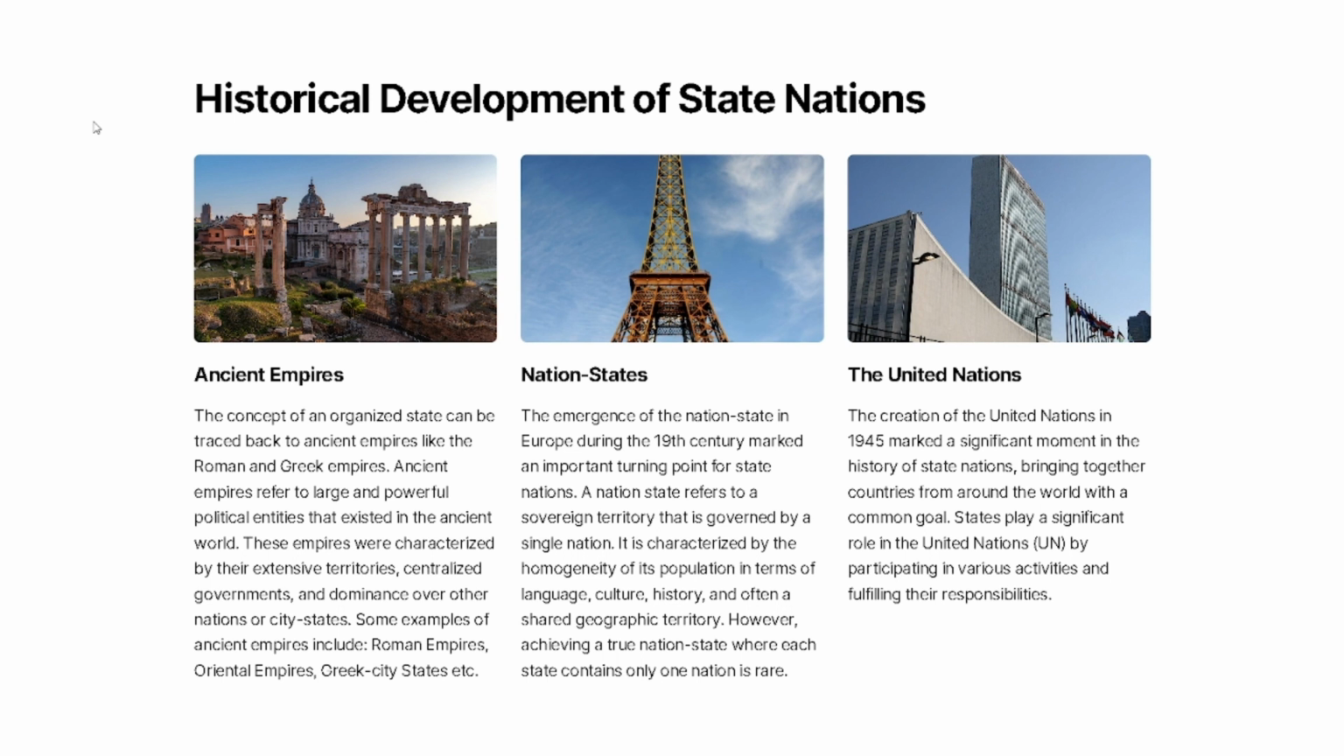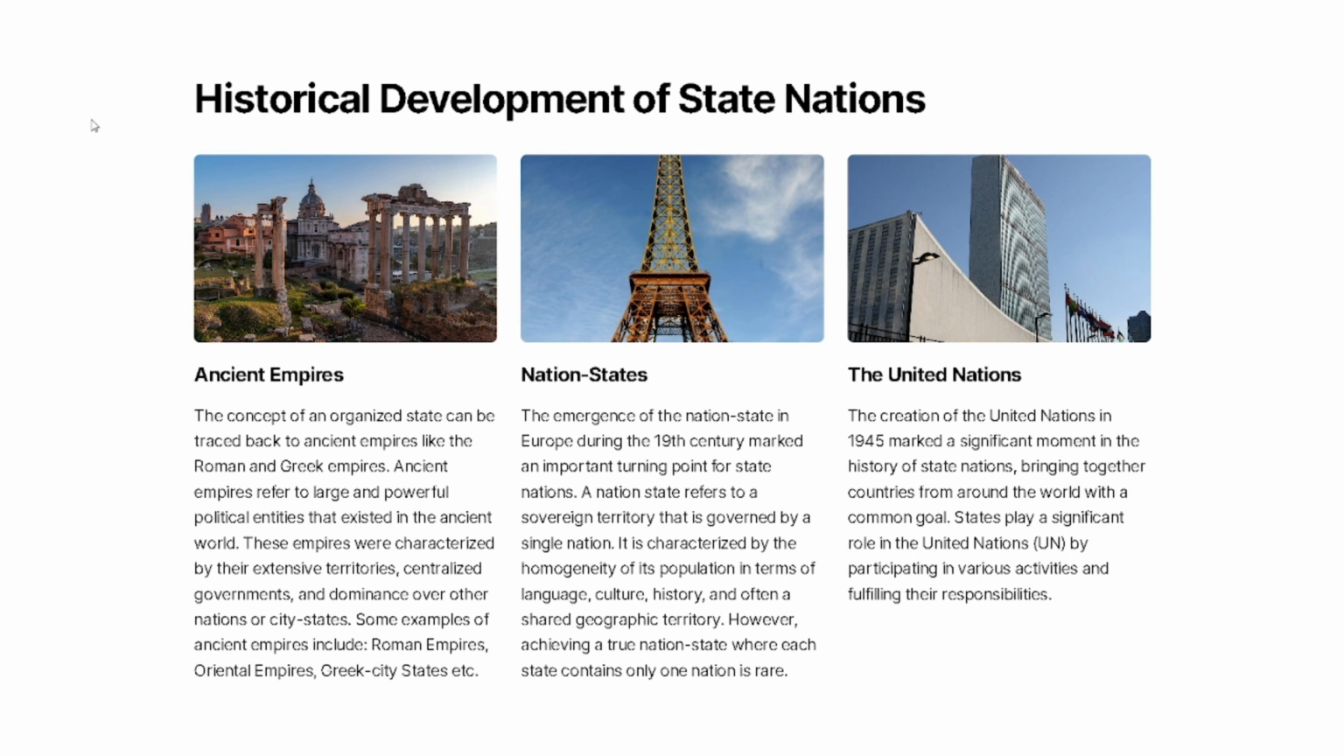Ancient empire refers to a large and powerful political entity that existed in the ancient world. These empires were characterized by their extensive territories, centralized governments, and dominance over other nations or city states. These nations were territorially very huge, and they had a lot of land resources, etc. The governments of these ancient empires were very dominant, and sometimes these governments can fall in the category of dictatorship.